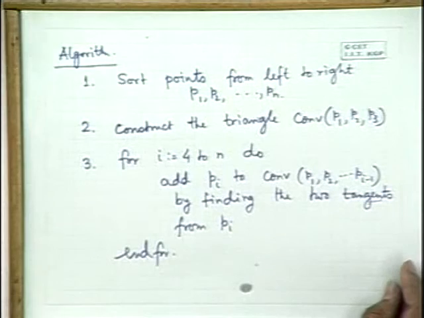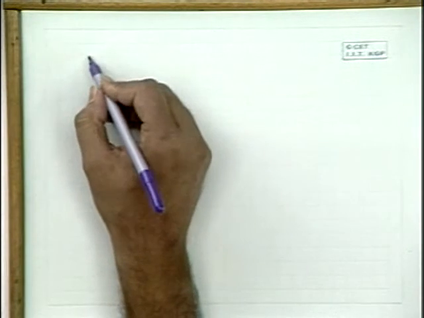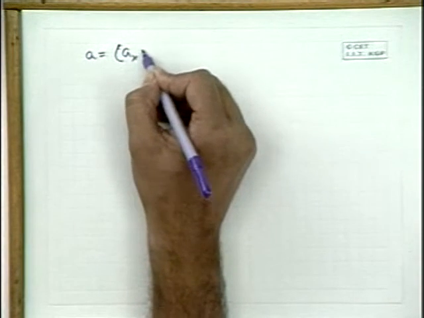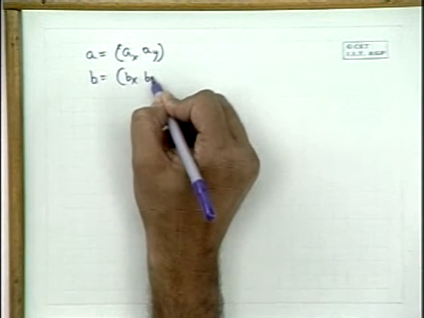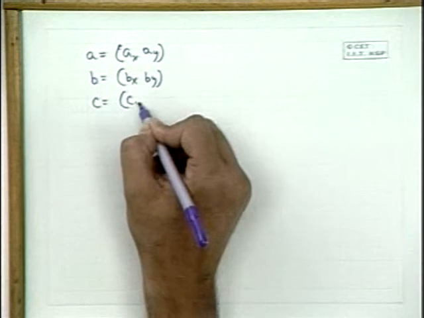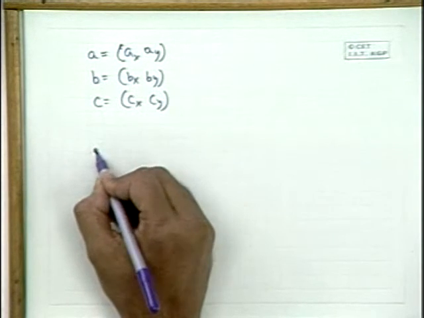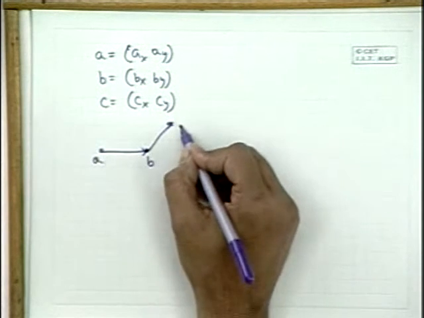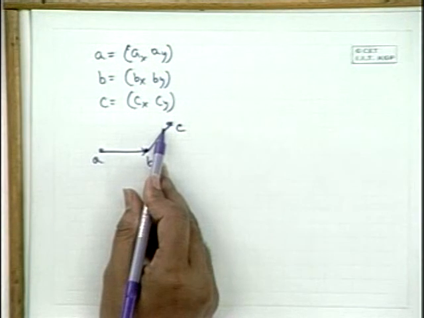So now, to tell you how to do this left turn and right turn, we compute this quantity. Suppose A, B, C are the 3 points. I am assuming A has coordinates ax, ay. There is a point B, bx, by. There is a point C, cx, cy. Say this is A, this is B, this is C. I need to know whether A, B, C makes a left turn or a right turn.